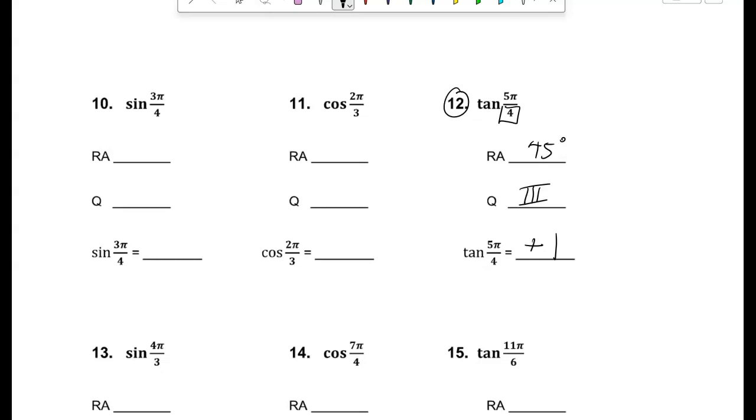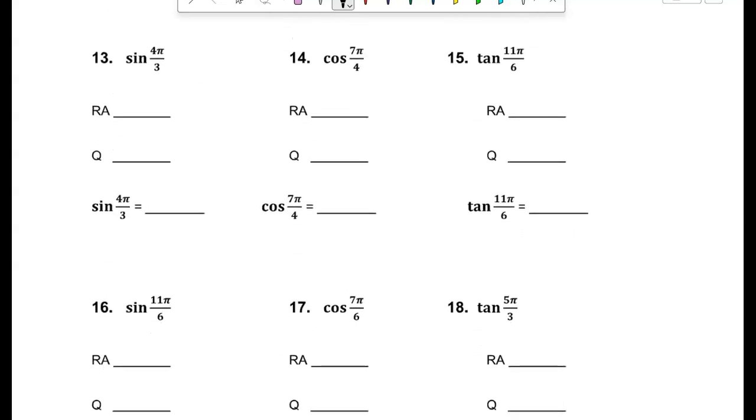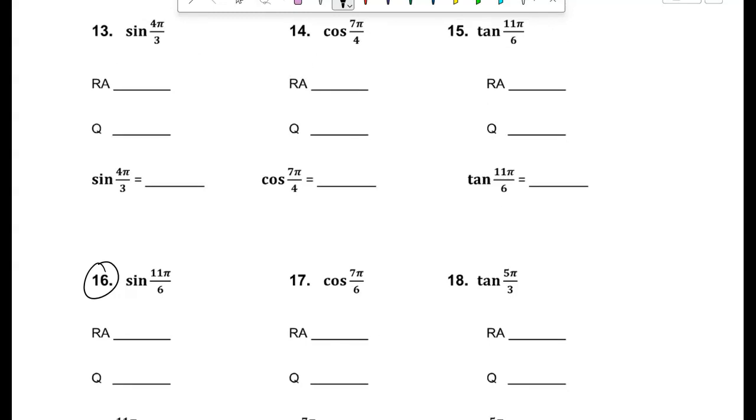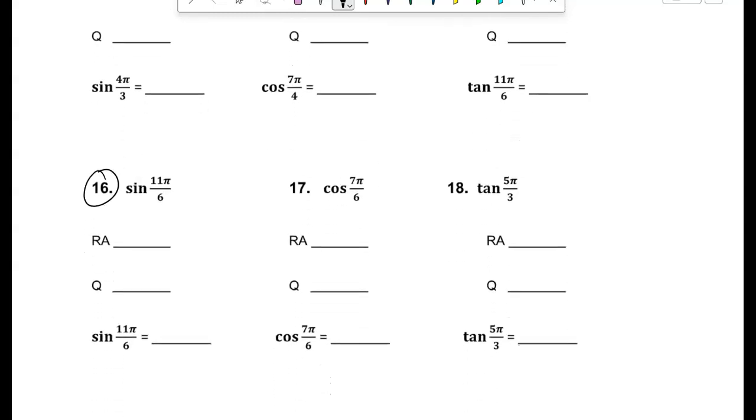Let's try another one. Guys, 13 or 16, your choice. 16. Okay. Let's do 16. When you look at this, this is a sine of 11 pi over 6. What's your reference angle? Because it's over 6, it's 30. Quadrant? Because it's just under what? 2, the number 2, right? And in the fourth quadrant, is sine positive or negative? Oh, you guys got this. Okay. What is the sine of 30 degrees? One half. So it's a negative one half for the sine of 11 pi over 6.